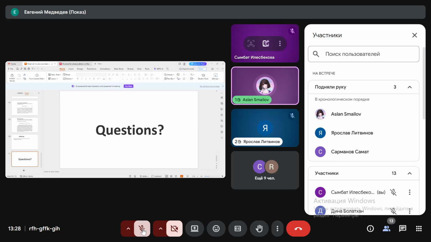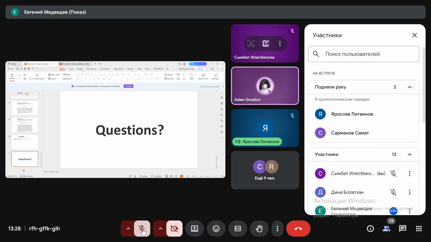Evgeny, thank you for your presentation. I have a question about how trustworthy the depth ranges are without real Mars data.